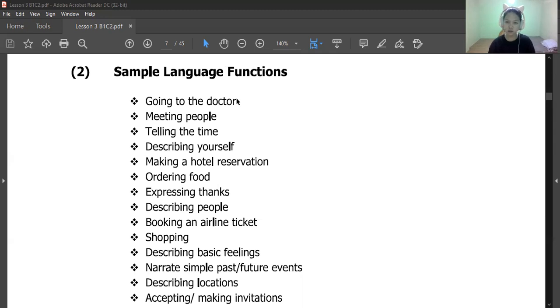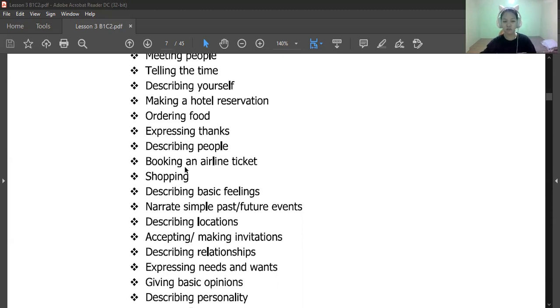So going to the doctor, what are the dialogues or conversations usually involved in that situation? And meeting people, what are the conversations that people have when they meet each other, or telling the time? What time is it? Oh, it's... So what are the proper things to say? So you let them experience that. You choose situations from this given example.